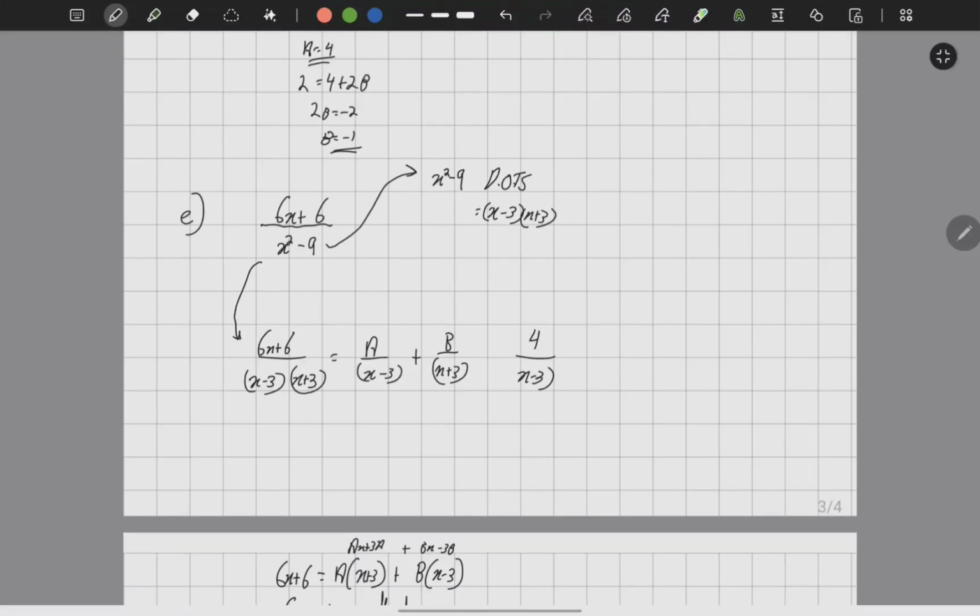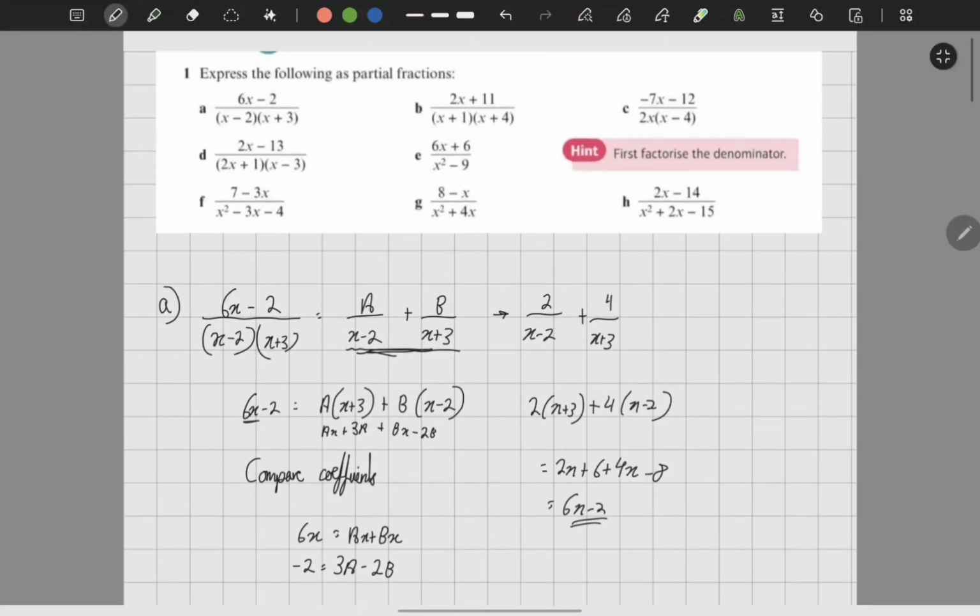And then if we go back, a is 4 and b is 2. We get 4 over x minus 3 plus 2 over x plus 3. If we just check that this is correct, we cross multiply. 4x plus 12 plus 2x minus 6. As you can see, this simplifies to 6x plus 6, which is also what we have over here. That means we've done it right. Okay, let's go to the next question.